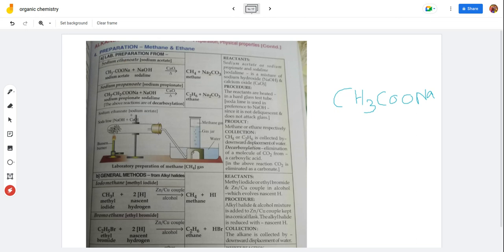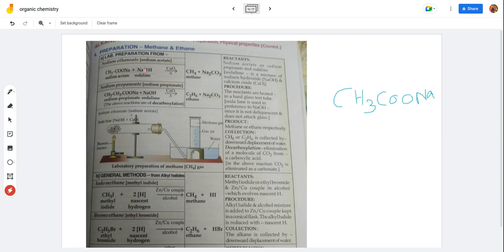These are the reactants. And here one more reactant we are going to use, that is soda lime. Soda lime is nothing but the mixture of sodium hydroxide and calcium oxide. The reason why we take this as a mixture is that soda lime is preferred since sodium hydroxide is a deliquescent substance. Deliquescent means it absorbs moisture and is converted into a saturated solution.